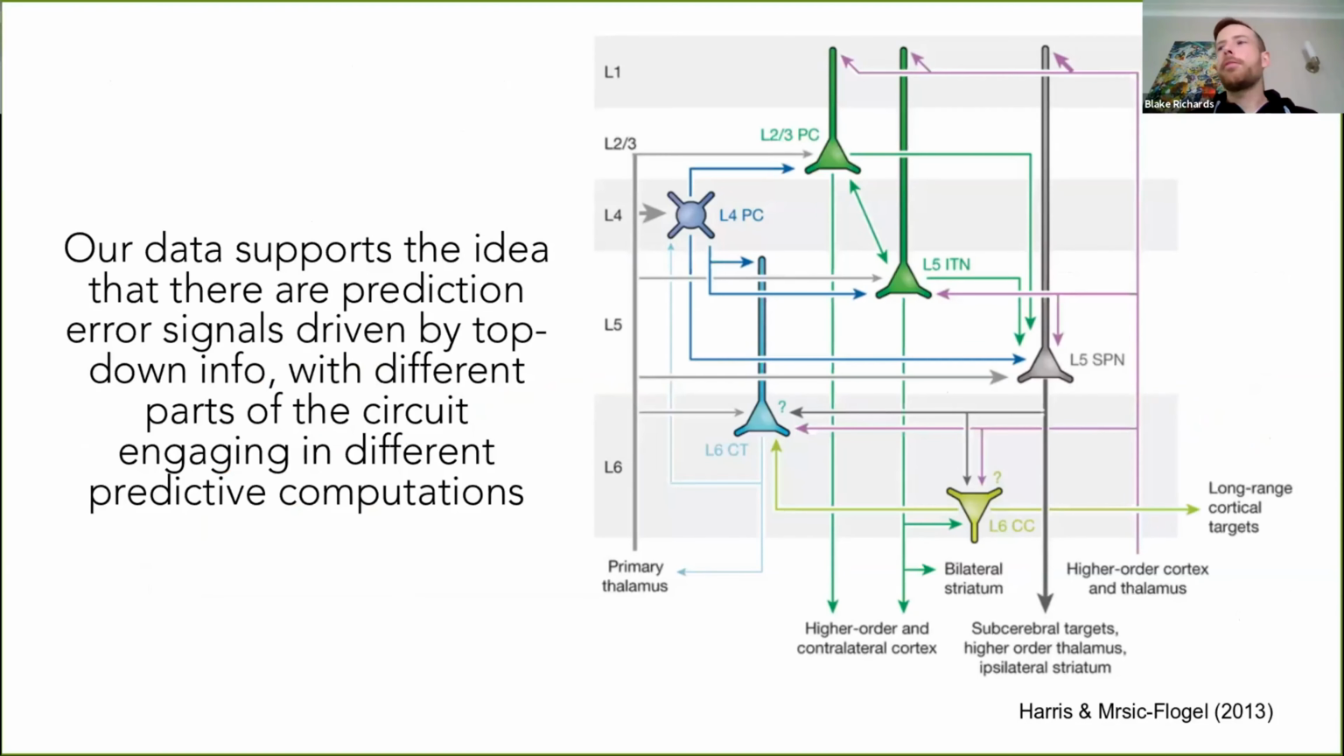So to cap off, our data supports the idea that there are prediction error signals driven by top-down information potentially within different parts of the circuit. And in particular, it highlights the fact that the apical compartments of the circuit are doing something different than the somatic compartments, which is, I think, very interesting. And the fact that the responses to those things come on in the apical dendrites over the course of multiple sessions suggests that they start to carry information about these prediction errors after the circuit has already kind of learned to adapt to them and to modulate the somatic responses down for that.